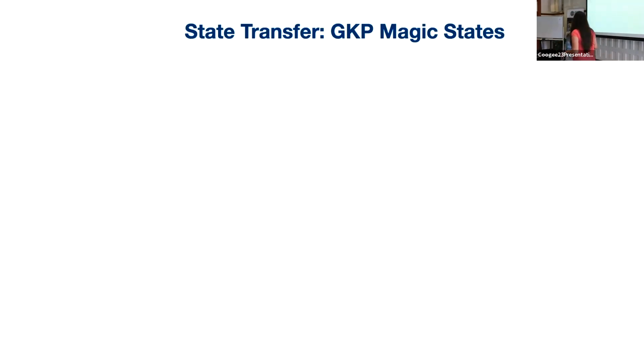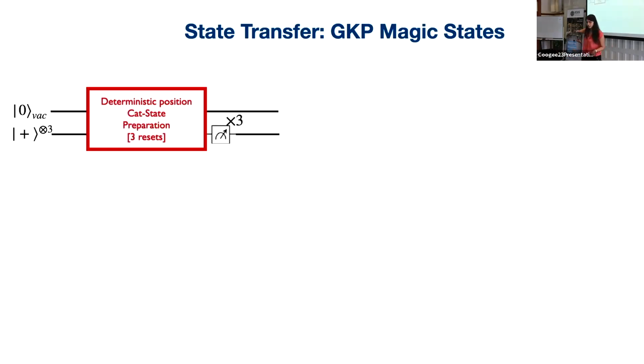Okay, so what I do is I start with my vacuum and plus state. I've written plus tensor 3 because I'm going to do the same thing thrice. It doesn't mean you need 3 qubits for it. You can just use the same qubit over and over again. That's what we'll do in the experiments, I guess. So I use the same deterministic cat state preparation that I showed you earlier, where my alpha is square root pi over 2, given the GKP state lattice spacing.